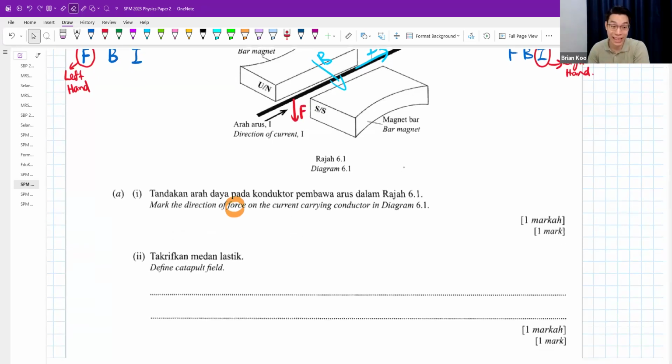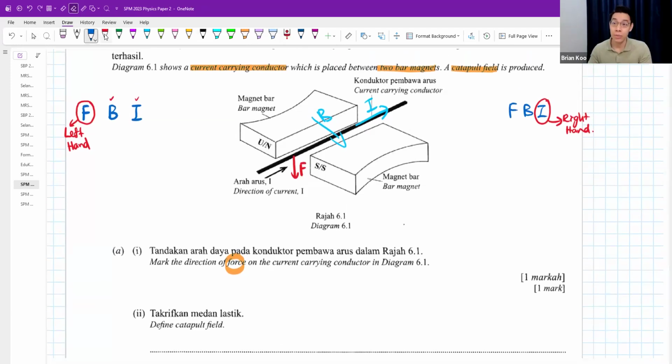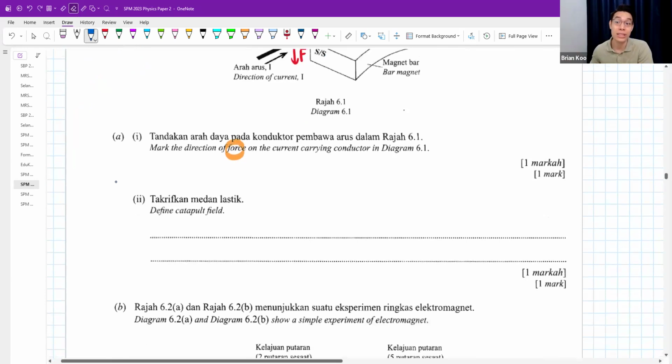Part 2, define catapult field. Catapult field is the resultant magnetic field that you get. I hope you all know that when you have magnetic field from a magnet and also magnetic field from a current carrying wire, they will interact. And that interaction gives you what we call a catapult field, which is also what gives you the force eventually. So magnet has magnetic field. Any piece of wire that carries current will also have magnetic field. They interact, you get catapult field. Catapult field is the resultant magnetic field of interacting these two.